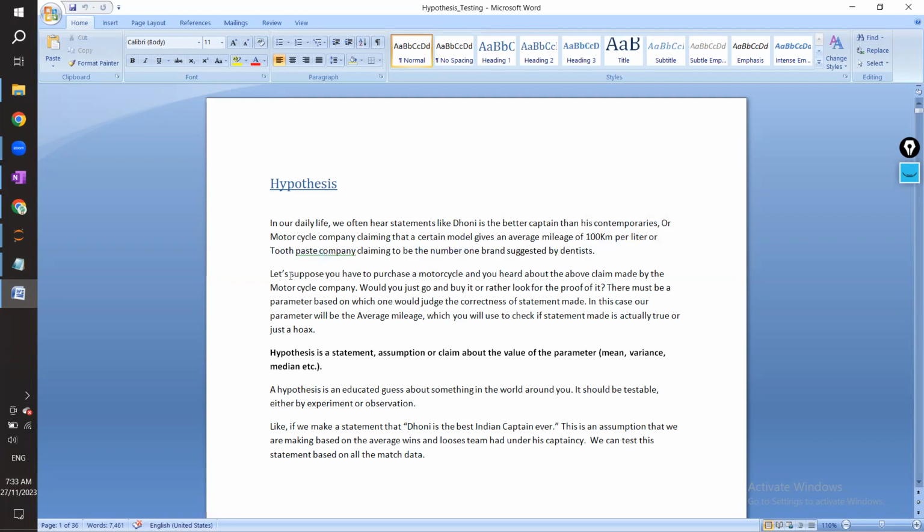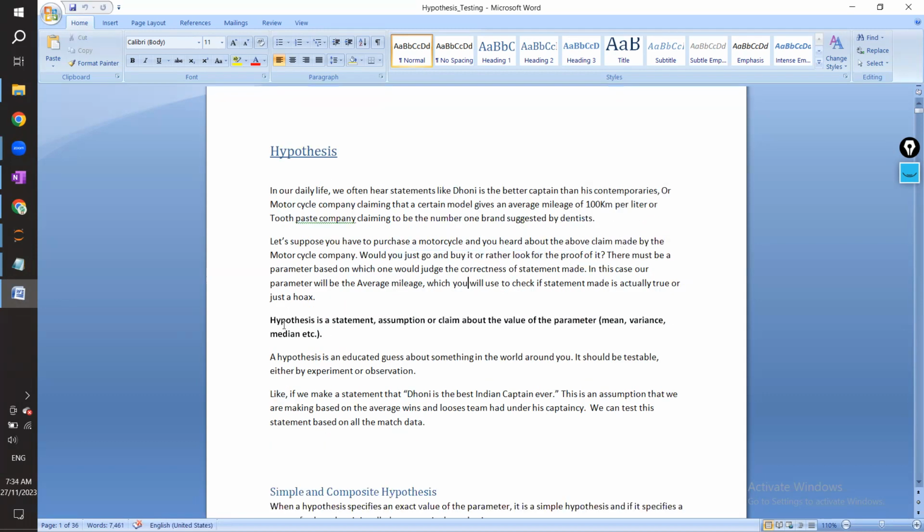Now let's suppose you have to purchase a motorcycle and you have heard about the above claim made by the motorcycle company. Would you just go and buy it, or rather look for proof? Agree? The motorcycle company is claiming this, but how would I believe that? I would go and check for the proof. There must be a parameter on which one would judge the correctness of the statement. In this case, our parameter will be average mileage. And you use it to check whether the statement made is actually true or just a hoax.